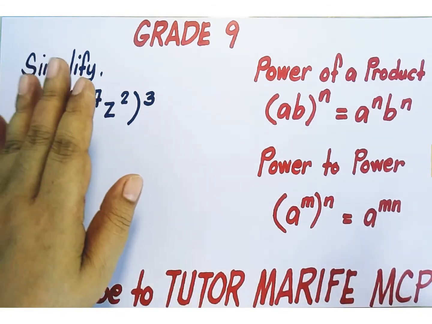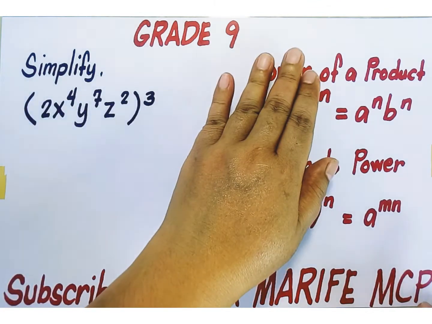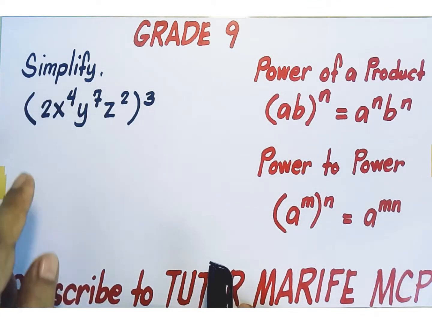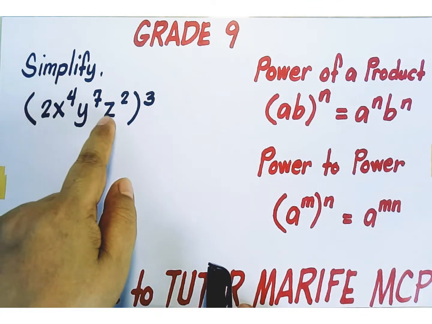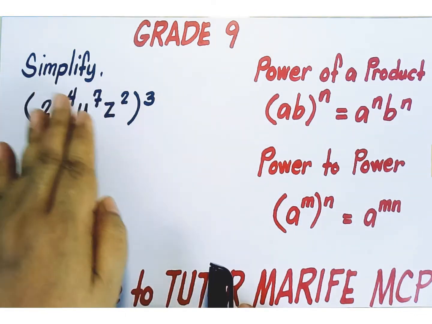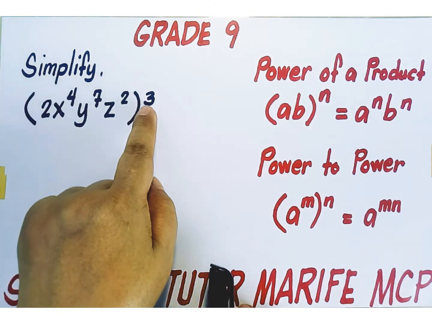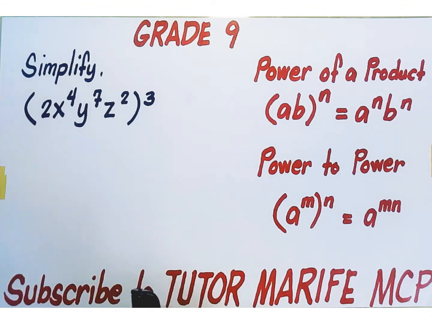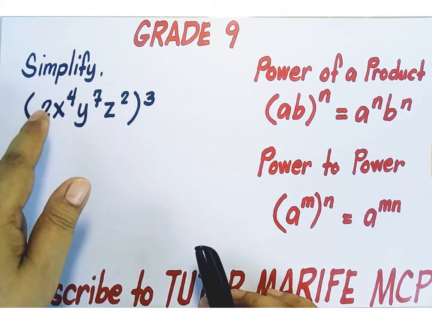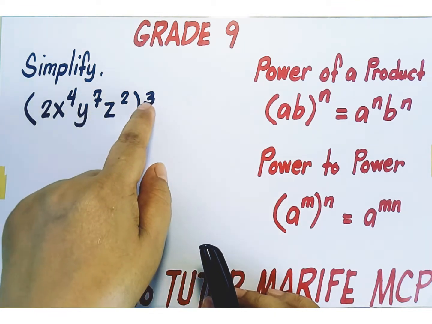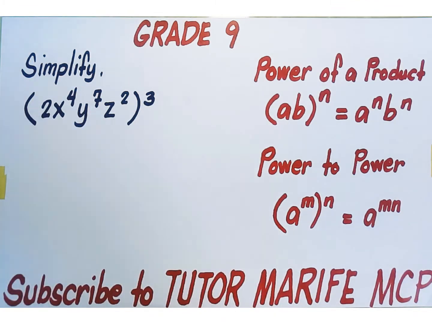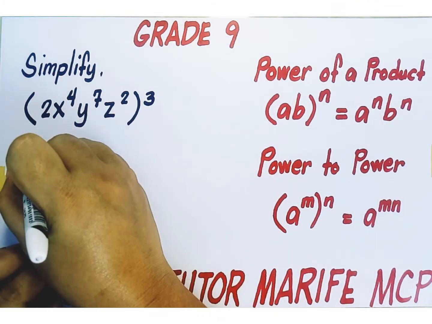Okay? So for our first step, let's apply the power of a product rule. We have 1, 2, 3, 4 factors being multiplied together and raised to 3. By application of the power of a product rule, let's raise each of the 4 factors to exponent 3. So our first factor is 2.